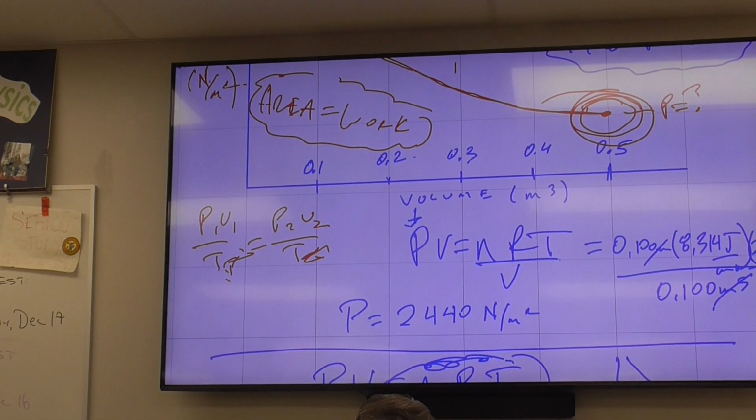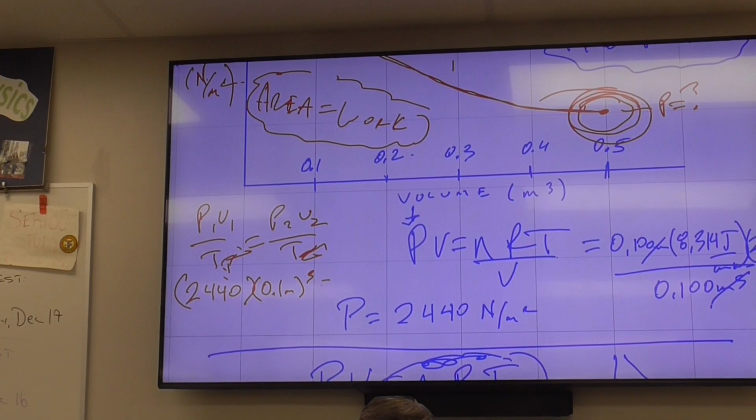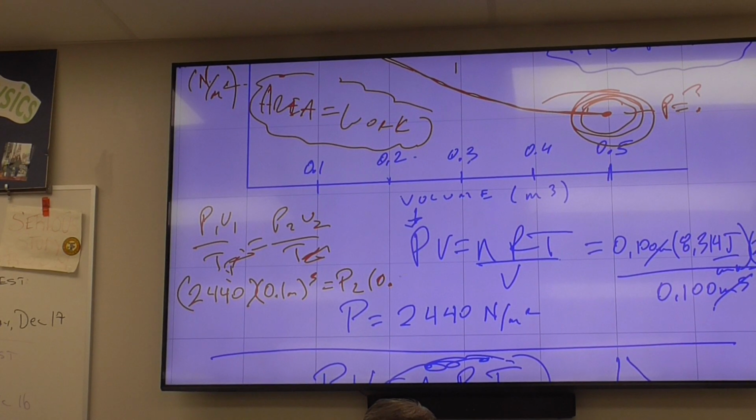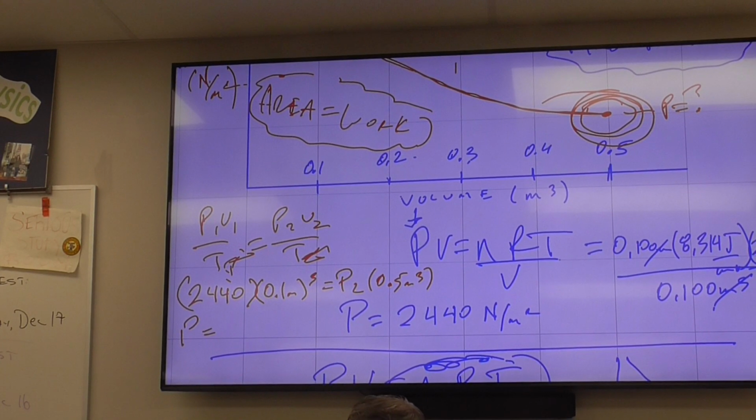So I've got my pressure 1, which was 2440. My initial volume was 0.1. Find me that new pressure, because that new volume is 0.5. So you divide by 0.5. Basically 244 divided by 0.5, which should get you 488.